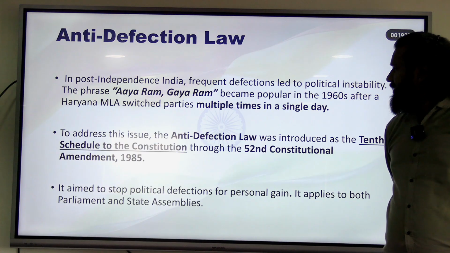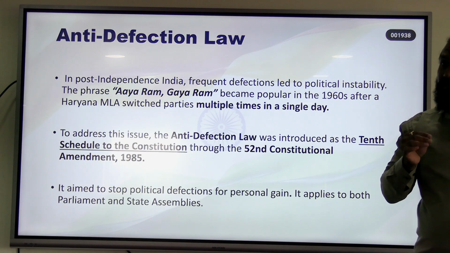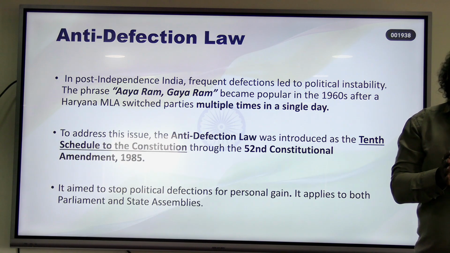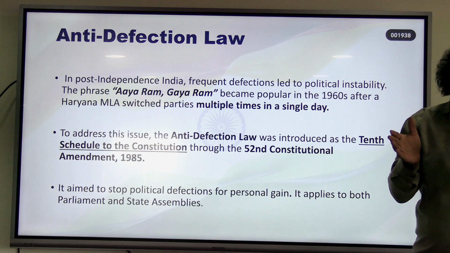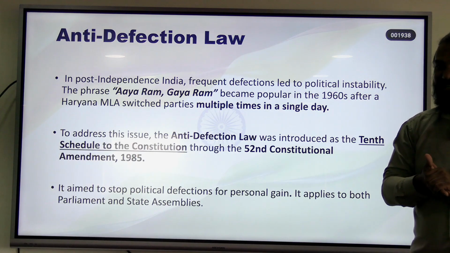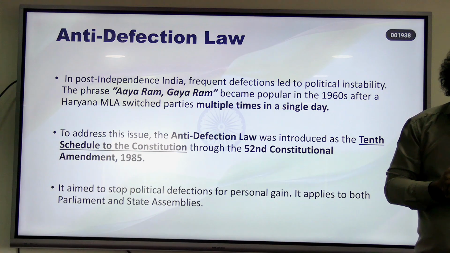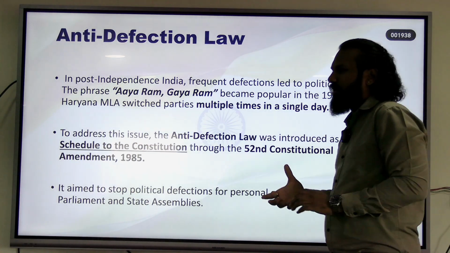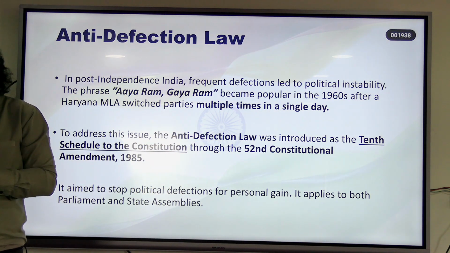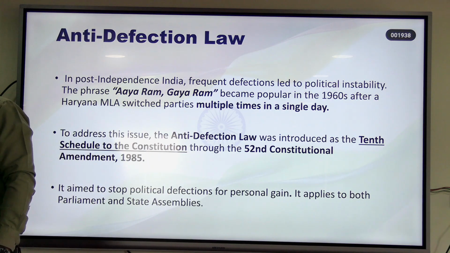Generally, it is problematic when no party is able to form a majority in Lok Sabha or the State Assembly, and a coalition government is formed with the support of two or three parties. If suddenly one party member jumps to another party, the coalition government will fall and there will be instability. To overcome this, this law came into existence. It was added by the 52nd Constitutional Amendment Act in the 10th Schedule of the Indian Constitution.